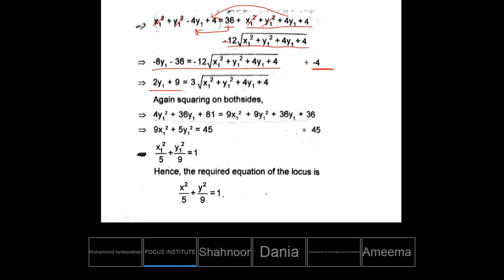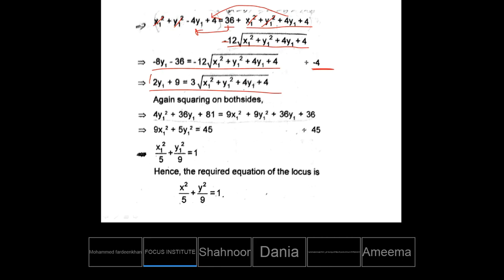So you will get the equation as 2y1 plus 9 is equal to 3 into root of x1 square plus y1 square plus 4y1 plus 4. Now we can square again on both sides. If you square again on both sides, you will get it.